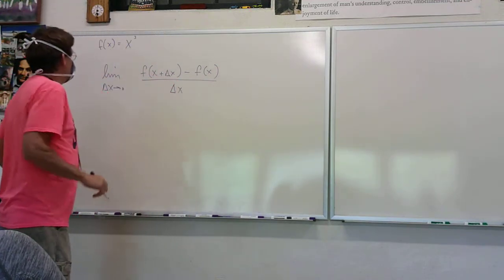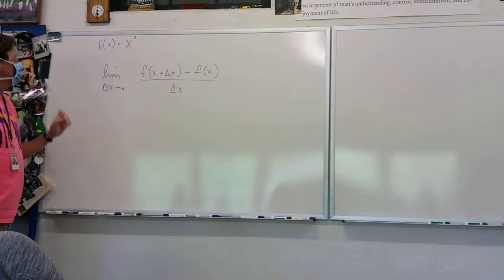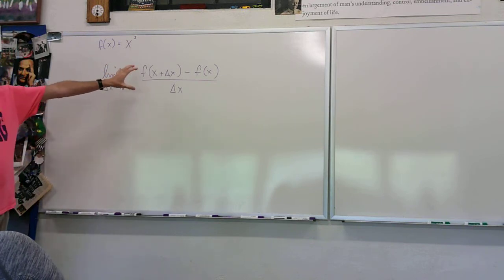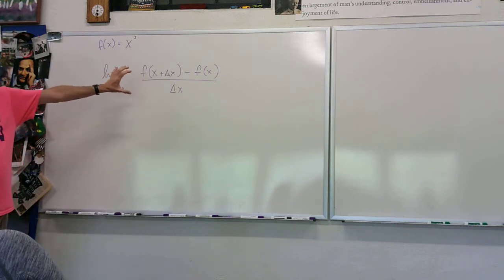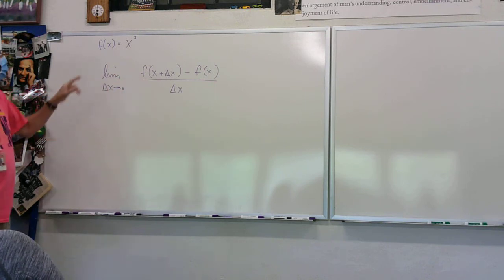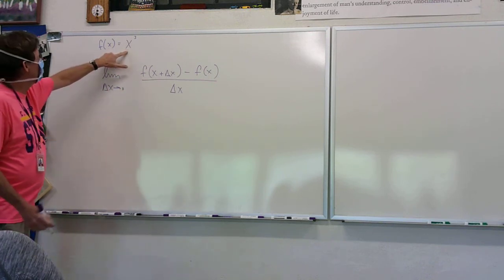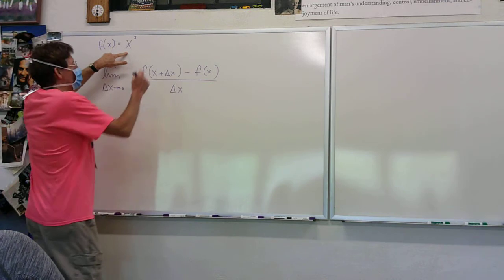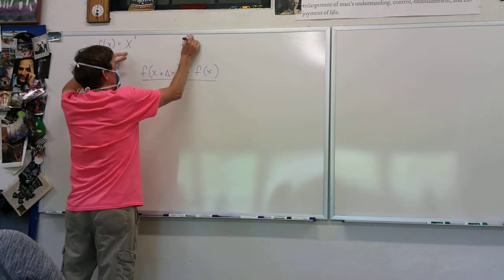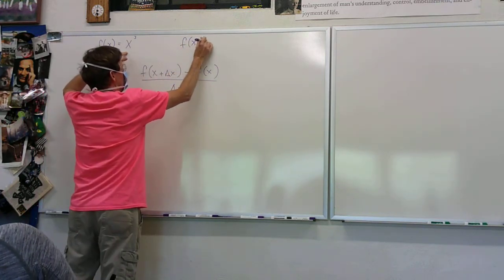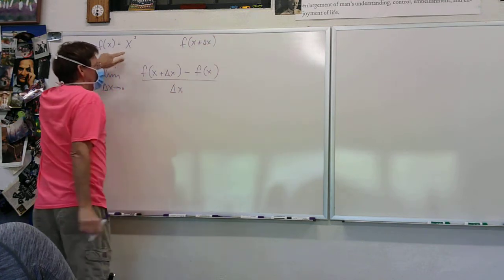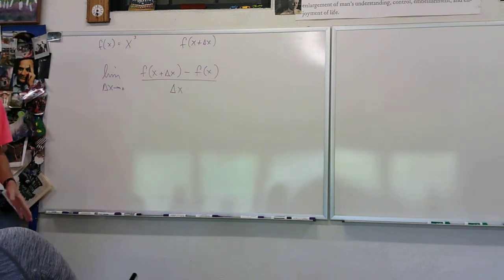Now, but here's how you do this. The way to substitute, you're going to substitute into this formula. That's the limit formula for derivative. Before you do any of it, go over here. There's your f of x. What will make this a lot easier is if you'll go ahead and write what f of x plus delta x equals before you ever start it. Just write what that equals.